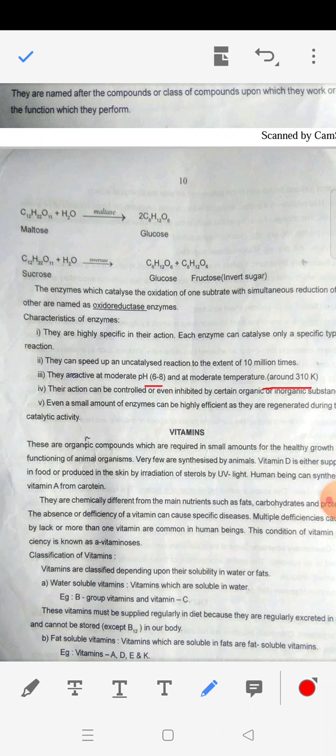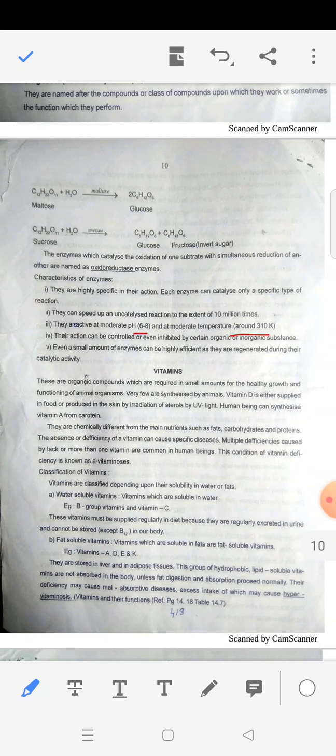That means if you want them not to work, you can stop them by putting in some external reagents. Even if you want to control their action, sometimes we feel too hungry and eat too many times, which may not be natural, so you can stop that process by taking some external substances, we call them medicines, or some other processes. Even a small amount of enzyme can be highly efficient as they are regenerated during the catalytic activity. As you know, all catalysts are regenerated at the end of the reaction. So even the enzymes are regenerated after they perform their function.